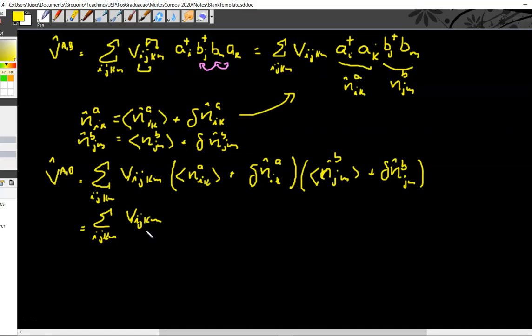One is going to be quadratic in the fluctuations, and there are going to be two which are linear, and one that's going to be just the averages times themselves. So I'm not going to worry much about that one. So let's keep going, and I'll write precisely that.